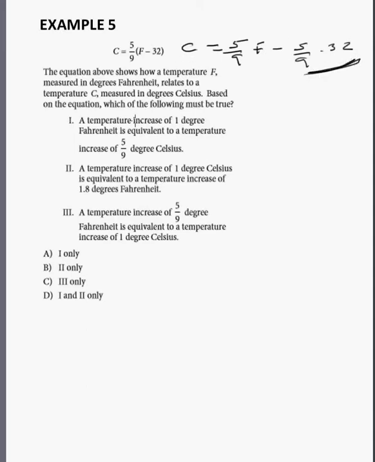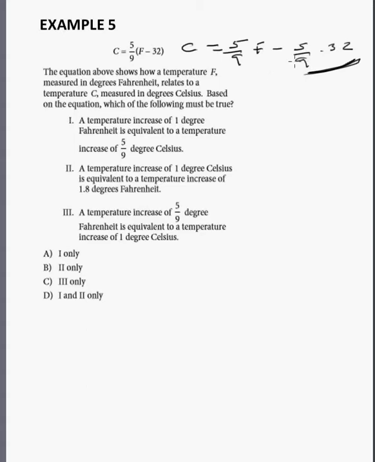Now, before you even look at the questions and the answers, you can see that when F changes by 1 unit, 1 degree Fahrenheit, the Celsius will change by 5 over 9. And that is true without even worrying about this. And when the Fahrenheit is 0, of course, then the Celsius will have a negative value like that.